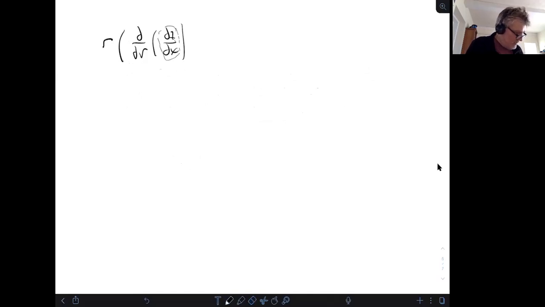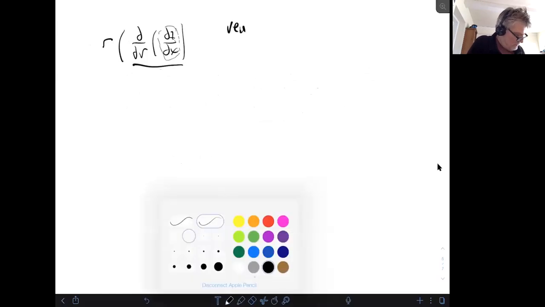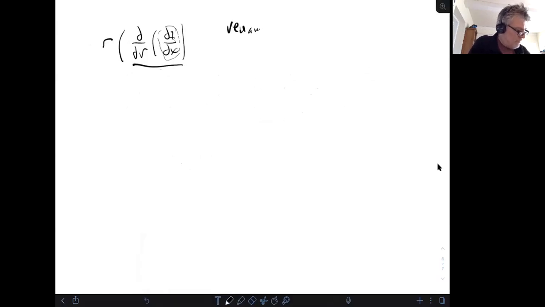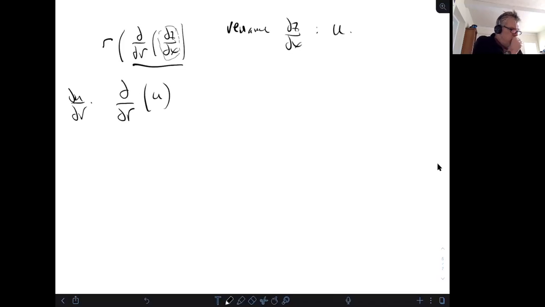Okay. So I want to compute this. Just for the purposes of this, let's rename del z del x. Let's call it u. So what I'm trying to compute is del r of the function u, right? So that's the same as, sorry, del u del r.